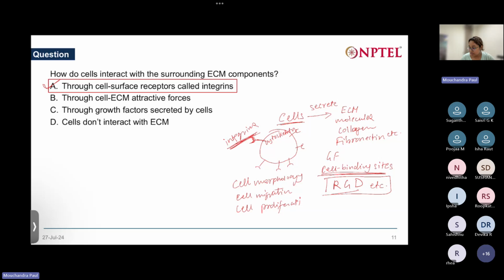If these RGD sites are not there, cells will not adhere to our substrate. And if you try to make the cells adhere to the substrate through other receptors, that also will not be possible, because these integrins are connected to the cytoskeleton. So any other receptors will not do the job. In this way, cells and ECM interact through integrins, and this binding can indirectly affect many other cellular processes as well as ECM-related processes. Okay.